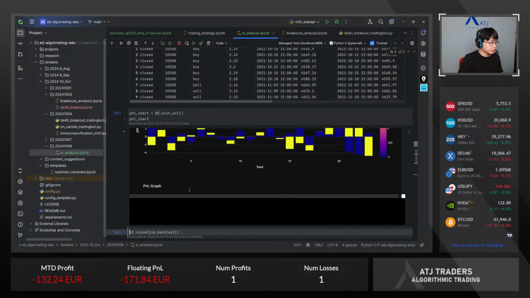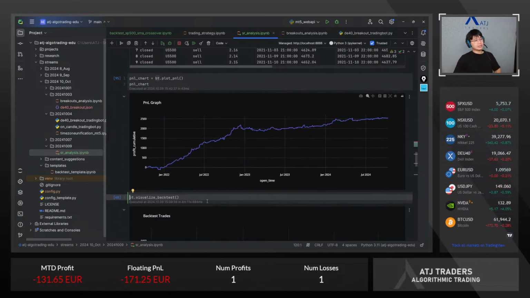Okay, so now the backtest is done. And we see quite a nice profit curve actually.